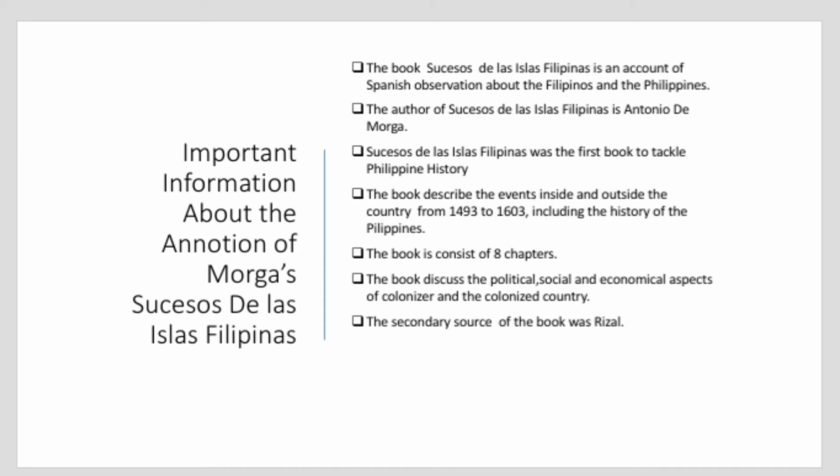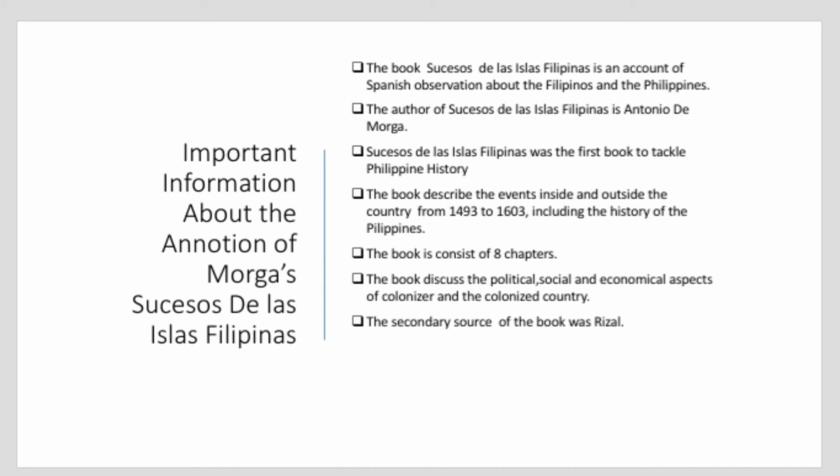So, the book Sucesos de las Islas Filipinas is an account of the Spanish observation about the Filipinos and the Philippines. The author of the book was Antonio de Morga, and Sucesos de las Islas Filipinas was the first book to tackle Philippine history. It describes the events inside and outside the country from 1493 to 1603, including the history of the Philippines.